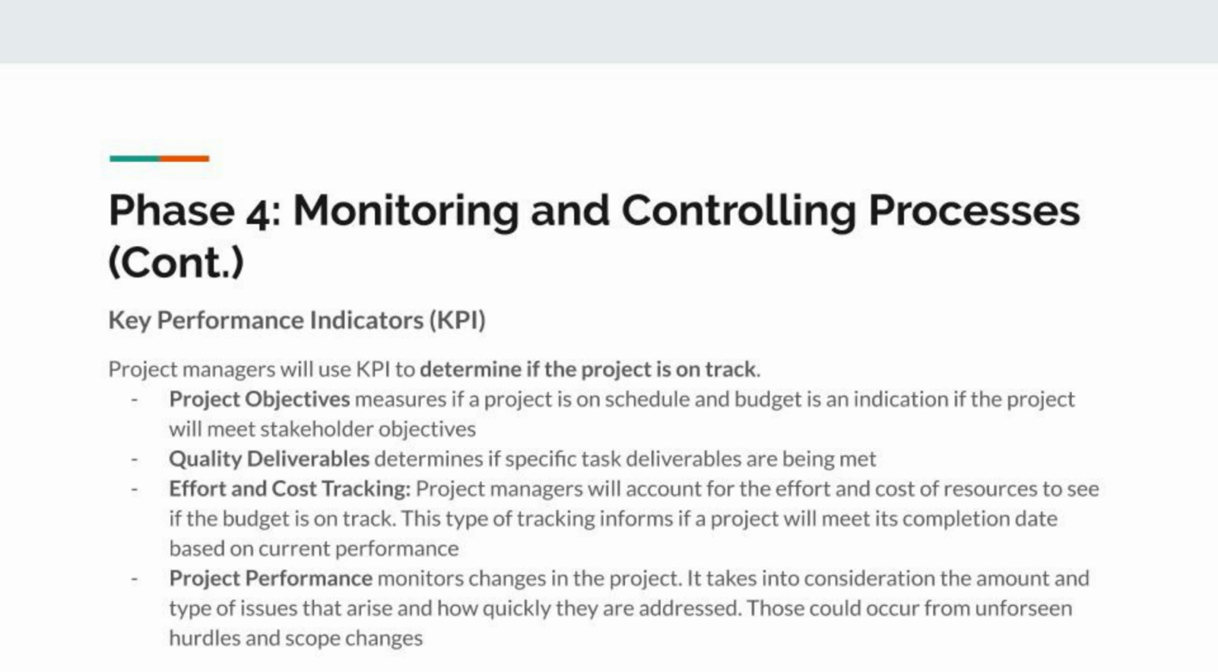Effort and cost tracking. In this, project managers will account for the effort and the cost of resources to see if the budget is on track. This type of tracking informs a project manager if a project will meet its completion date based on its current performance. And finally, we have project performance.